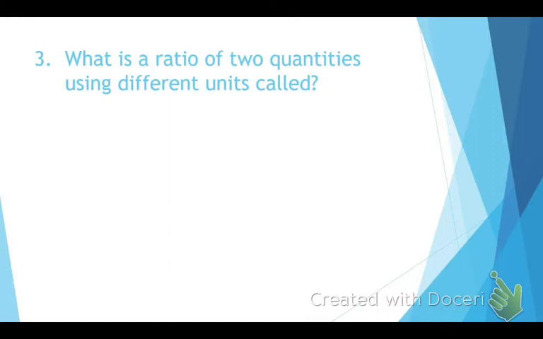All right, the next vocab word, what is a ratio of two quantities using different units called? This is called a rate. All right, listen, a lot of you guys are showing me you need to study the vocab section in your notes tonight. Let's look at the next one.